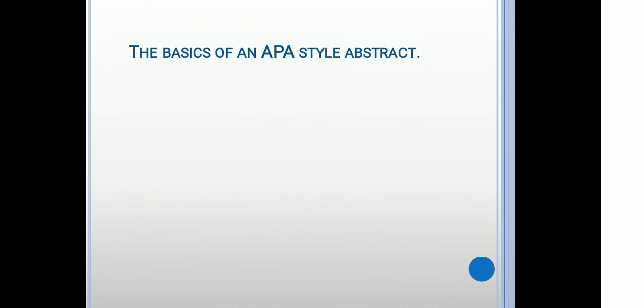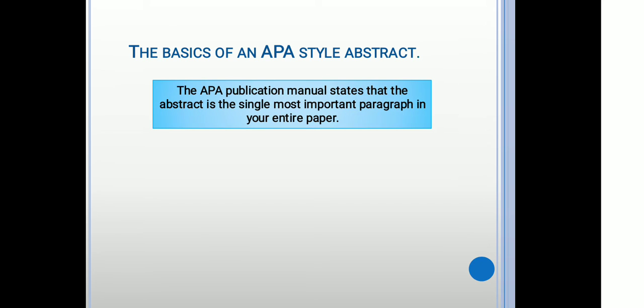The basics of an APA style abstract. The abstract is the second page of a research paper and should immediately follow the title page. The purpose of an abstract is to provide a brief yet thorough overview of the paper. The APA publication manual states that the abstract is the single most important paragraph in your entire paper.